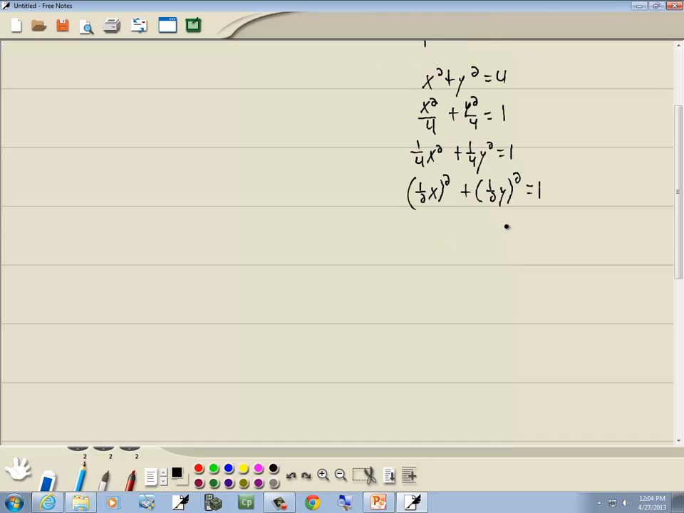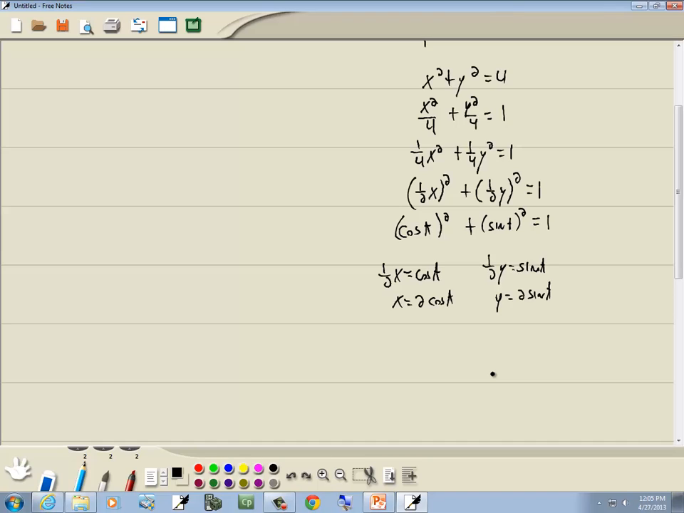Now remember, cosine t squared plus sine t squared is equal to 1, which means I can equate what's inside the parentheses here. So we're going to have 1/2 x is equal to cosine t, and 1/2 y is equal to sine t. Multiply both sides by 2, and we got x is equal to 2 cosine t, and y is equal to 2 sine t.